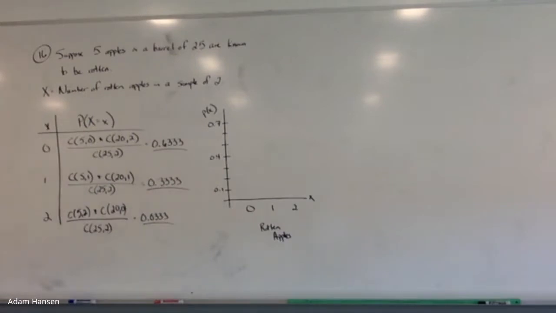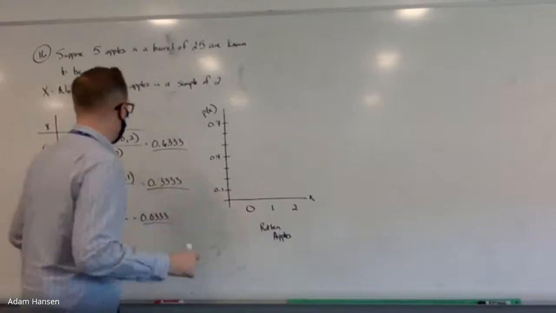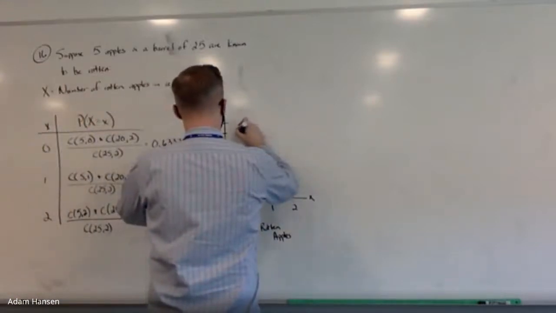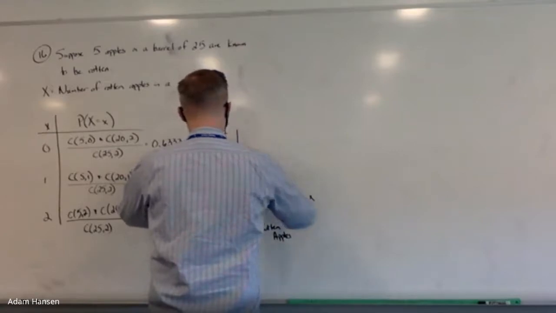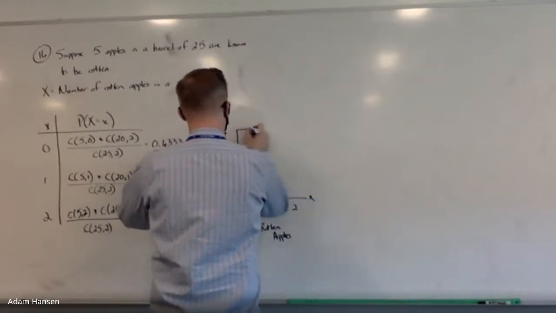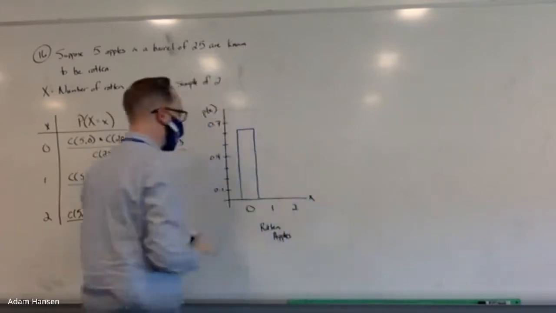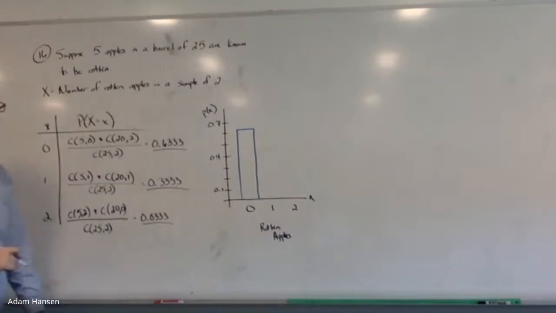I just draw bars to represent the probability of each of these specific outcomes in my experiment. So for no rotten apples, 63.3%, so that would be roughly right. In a histogram, the bars are connected. So where this bar ends is where I begin the next bar for my distribution.